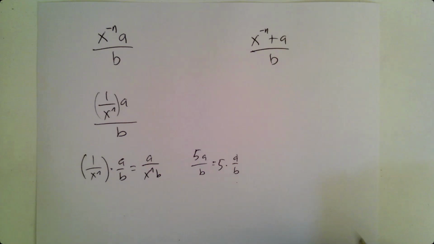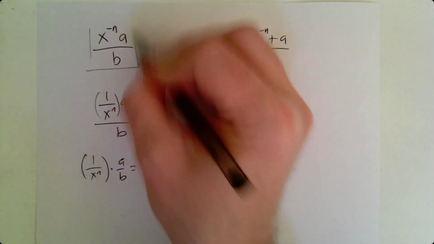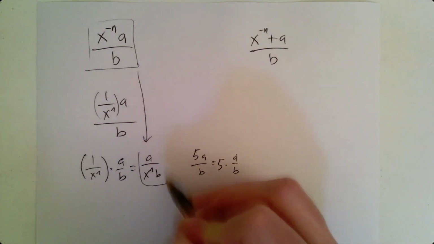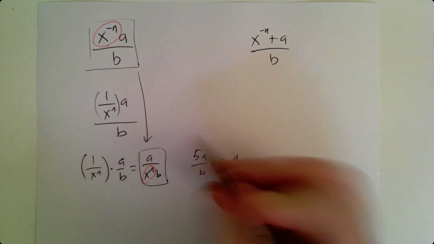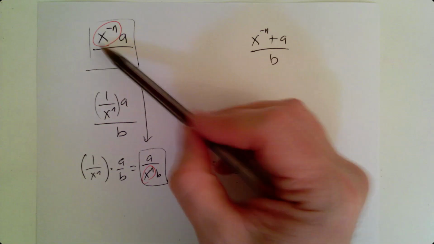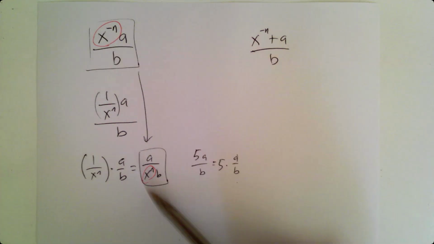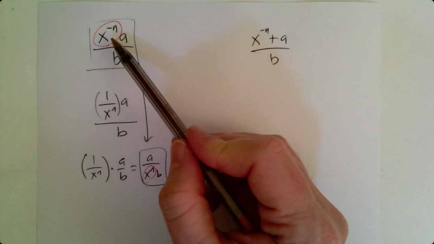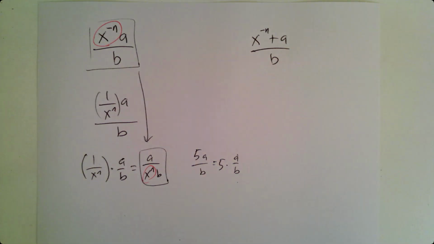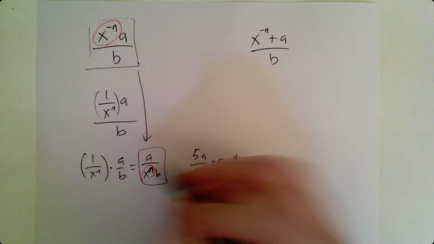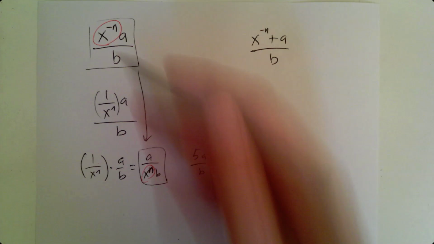So where's this left us? We started off with an expression that looks like this, and we ended up with an expression that looks like this. What I want you to notice is you could have thought about this as just bringing that x to the negative n down into the denominator, but the exponent switched from negative to positive. Okay, so I never want you to do an algebraic manipulation blindly.